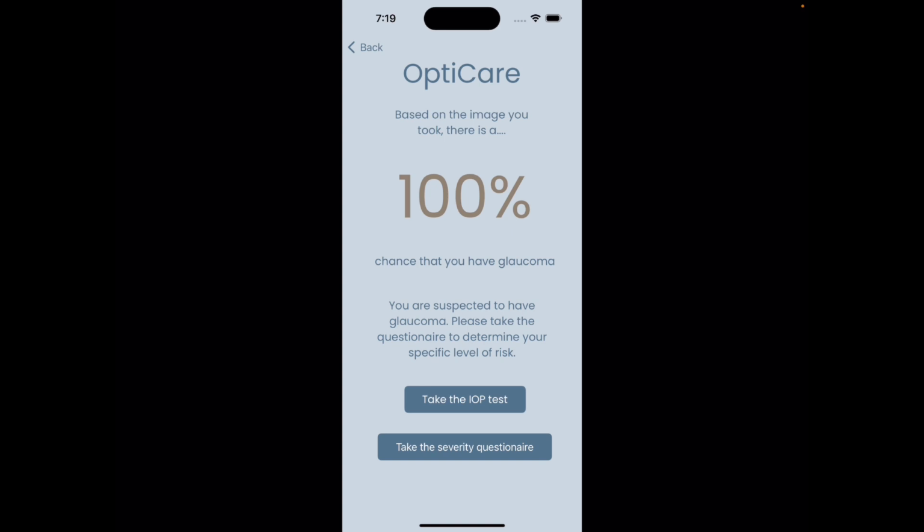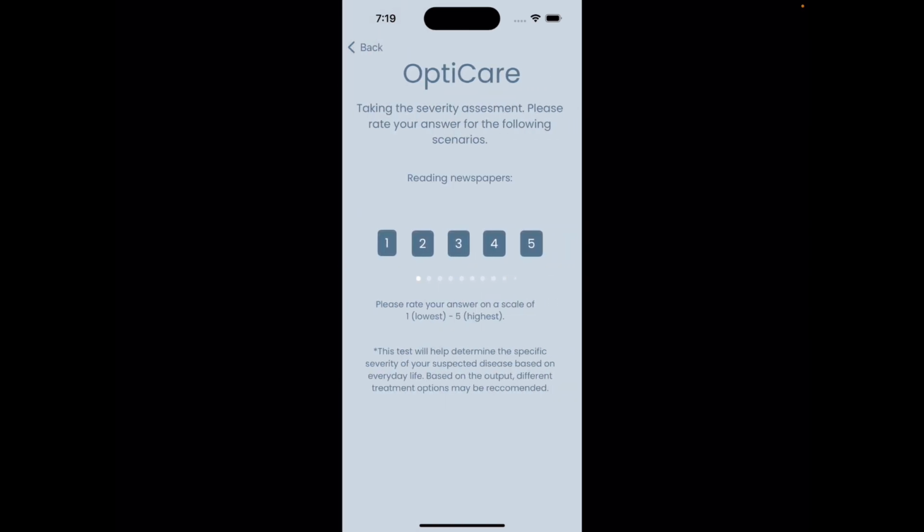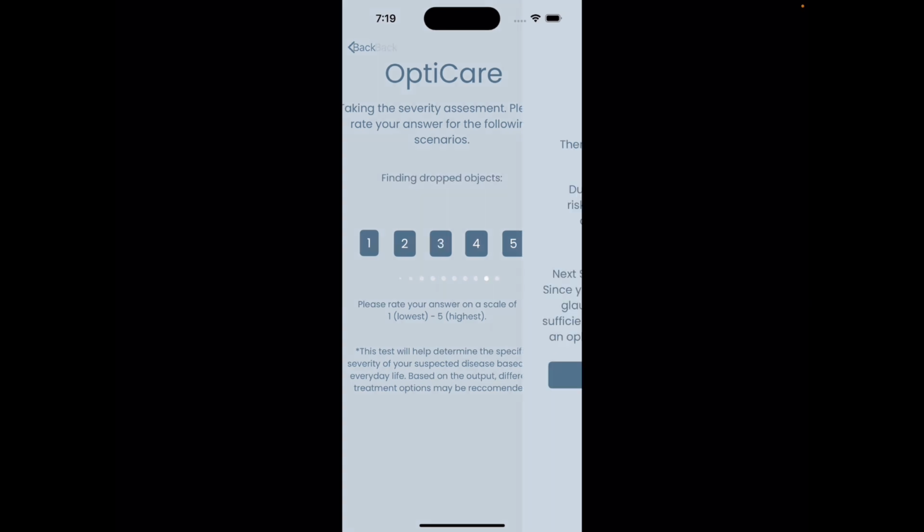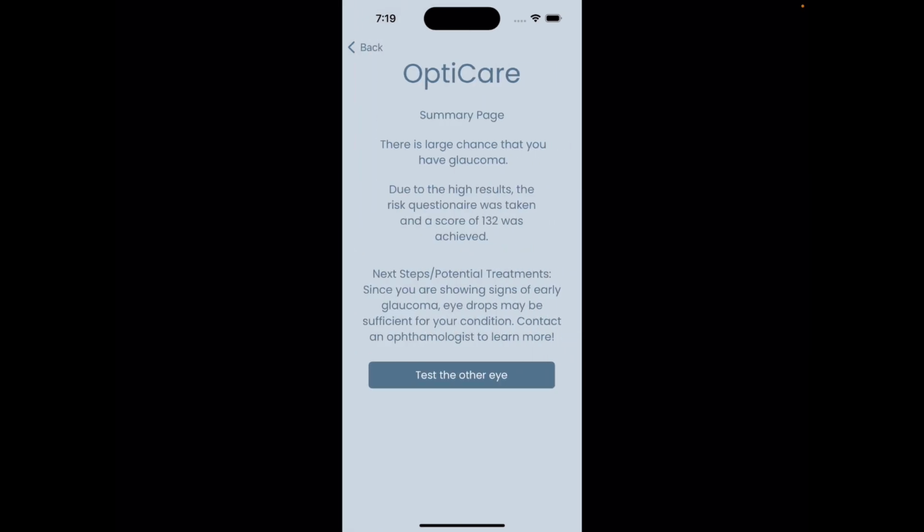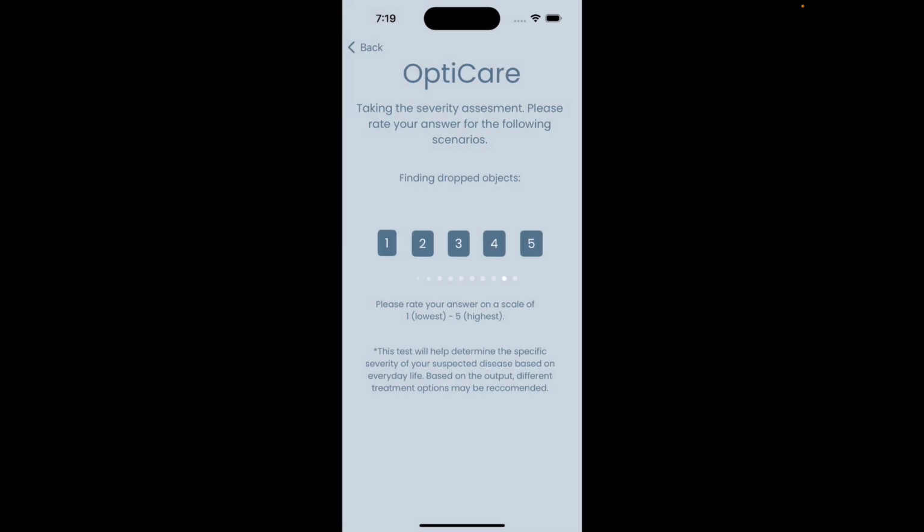After the machine learning model is done running, we can take the severity questionnaire since it seems there's a high risk of developing glaucoma. In this case, we can now answer the severity questionnaire based on the following questions, and it will tell you next steps and potential treatments based on your answers.